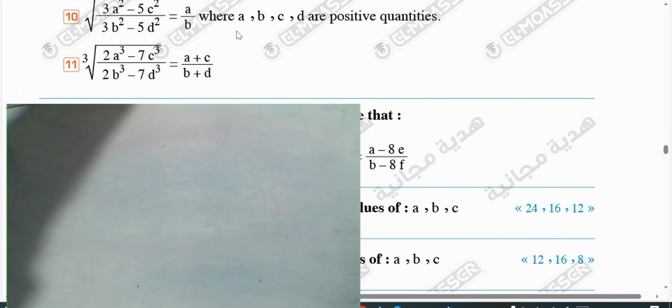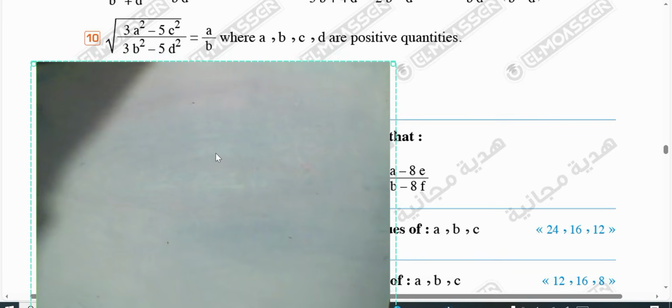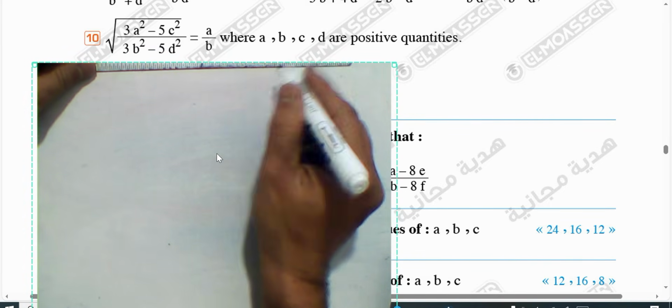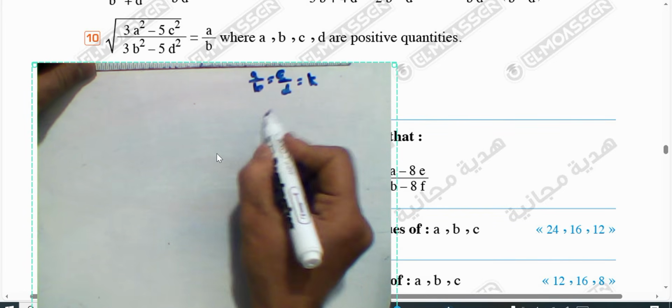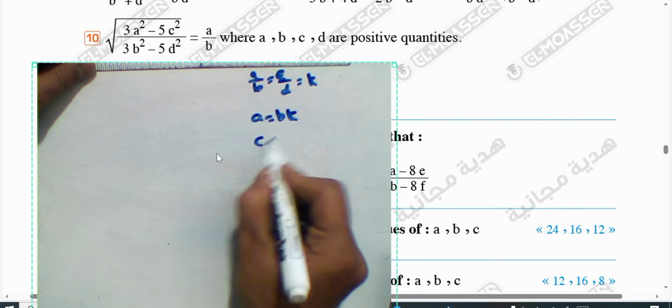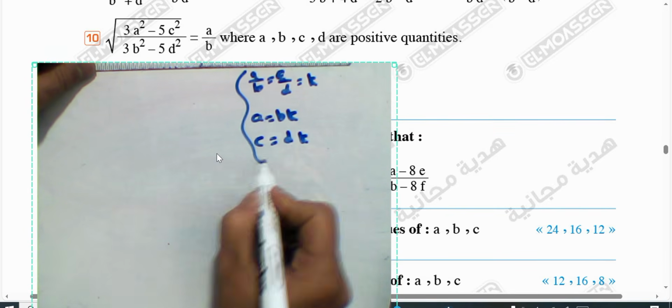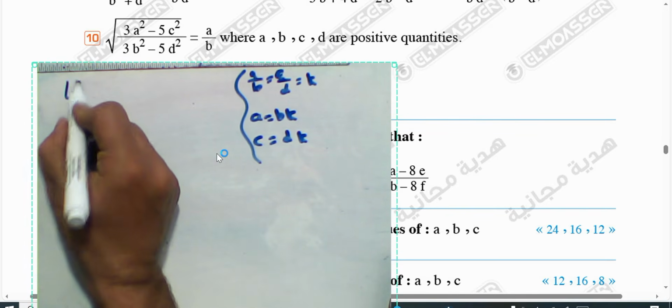Number 10. We want to prove that left hand side equals right hand side. We know A over B was equal to C over D, equal to a constant. Then the value of A equals BK and C equals DK. We start here with the left hand side.